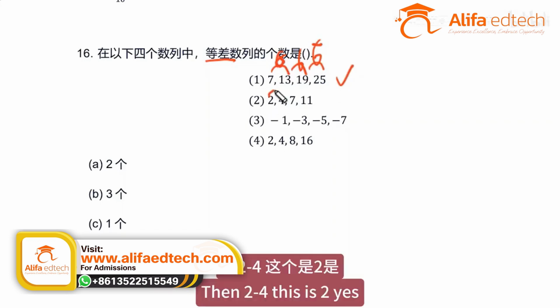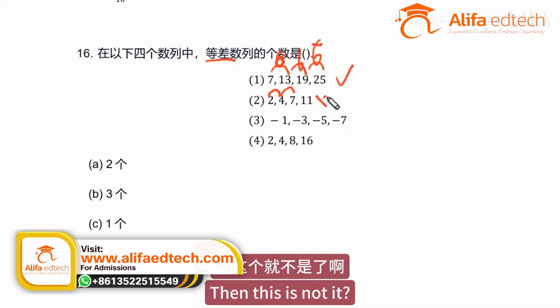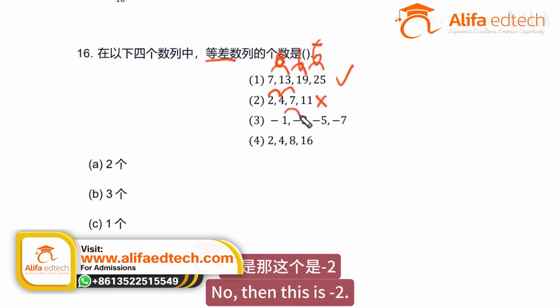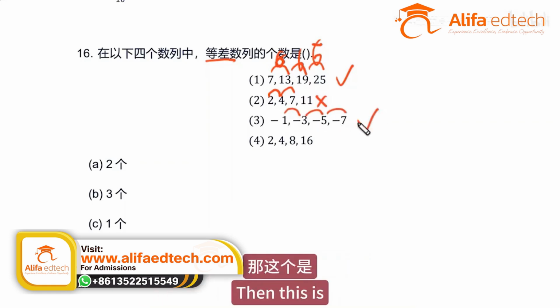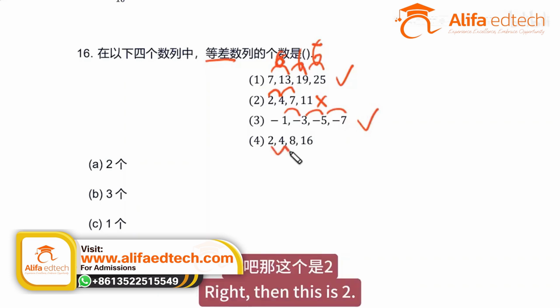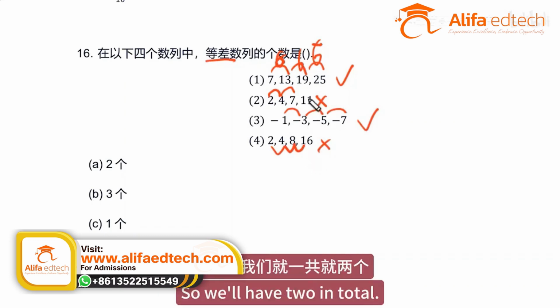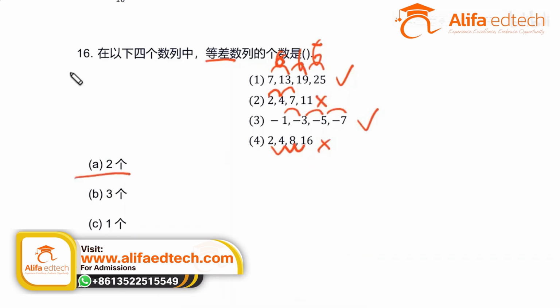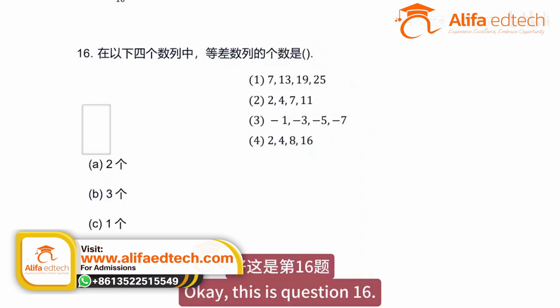Then from 2 to 4, that's 2, right? From 4 to 7, that's 3. So this one isn't, right? It's not. Then this is minus 2. Between these two is minus 2. Between these two is still minus 2. And this is still minus 2. So this is, right? So this is 2. And this is 4. This is 8. So this one isn't either. So in total, we have just 2, the first and the third. So we choose the first one, option A, right? Okay, this is question 16.